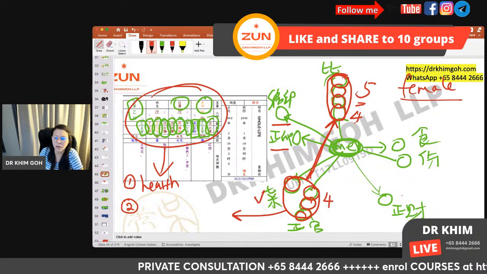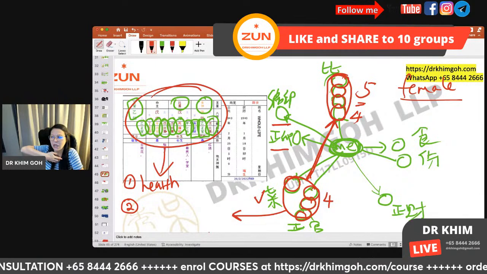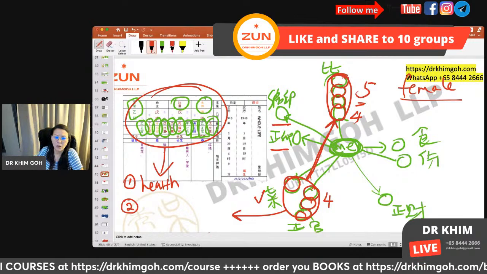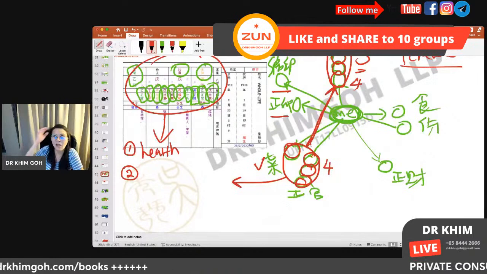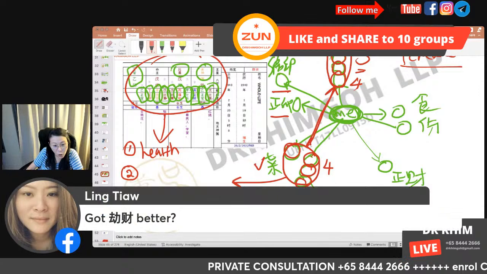Right? Just like the man chart master, the me counter the wealth. If I cannot counter the wealth, cham liao lo. If I cannot counter wealth, wealth counters me, then cham liao. The wife bullies me, cham liao. Then I may think of going out and finding another woman really. True or not? So got jie cai better. If you have qi sa, then jie cai bi jian is good lah.